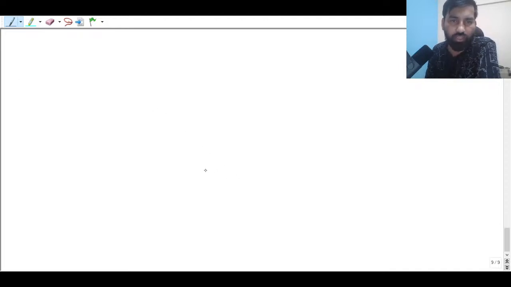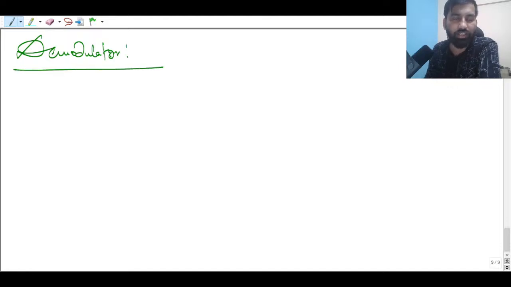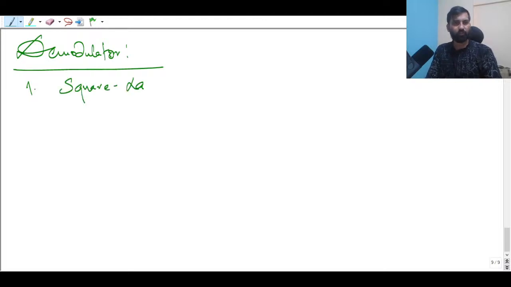Now we will talk about, guys, demodulation. Demodulator, okay, or kind of demodulation, you can say, right? So these are the devices that we are discussing, demodulators. So there is also a square law demodulator. Okay, the very first is square law demodulator.